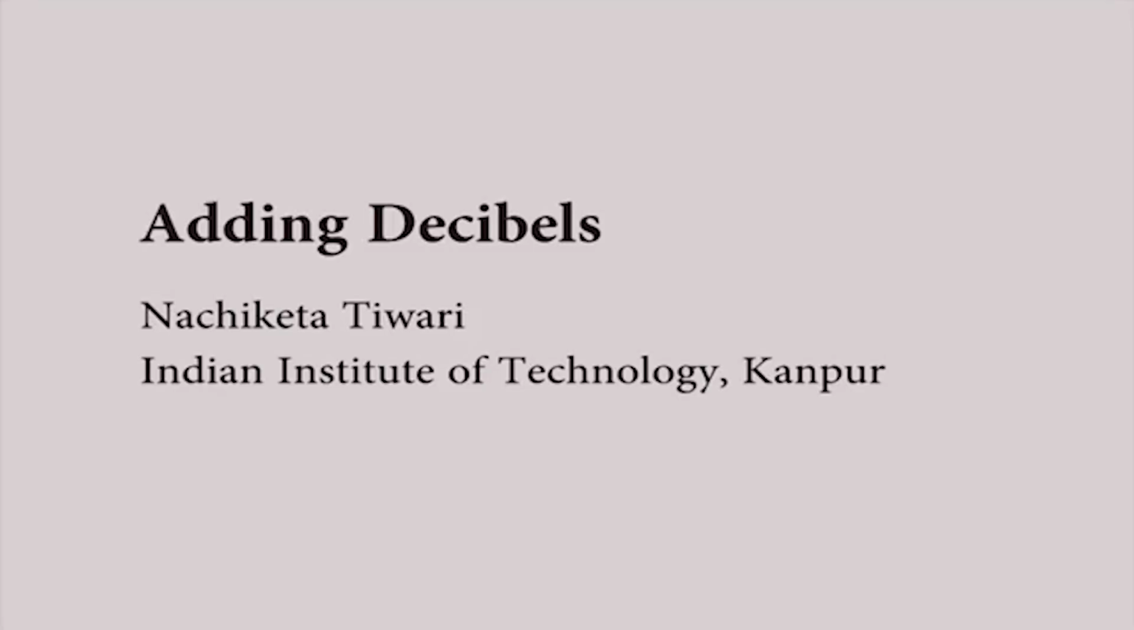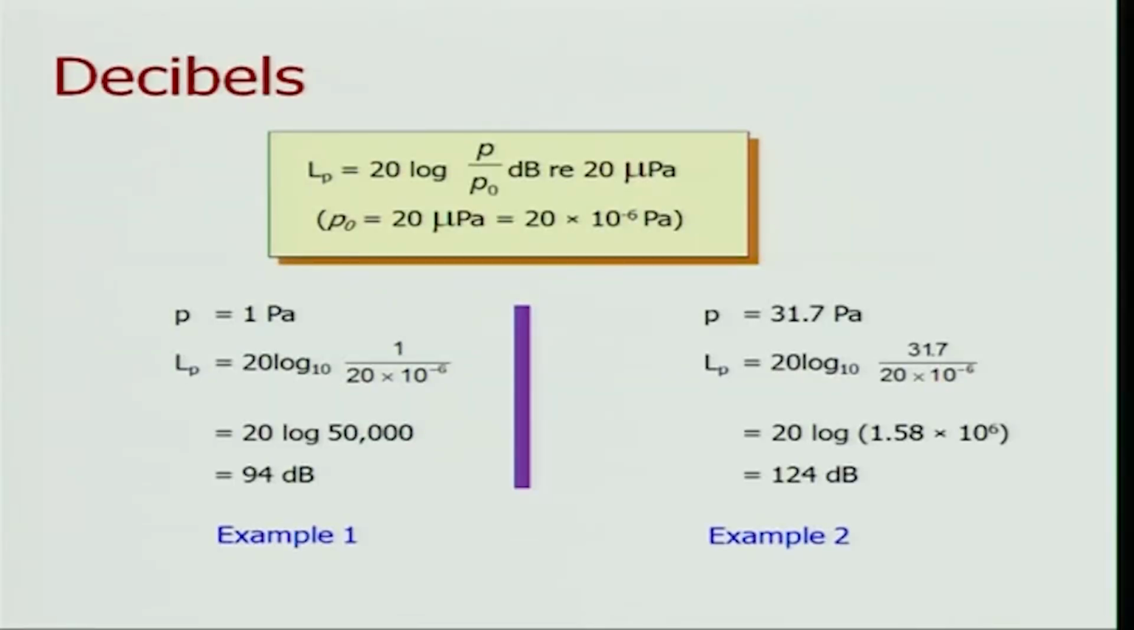What does that mean? Suppose I have one particular source of noise and I have another particular source of noise, and let's say the decibel level from one source is L1, and another source is L2. If I play both these sources together, what will be the overall sound pressure level in the room? This is what the question is going to be, and things related to that. So that's what we are going to discuss in today's lecture.